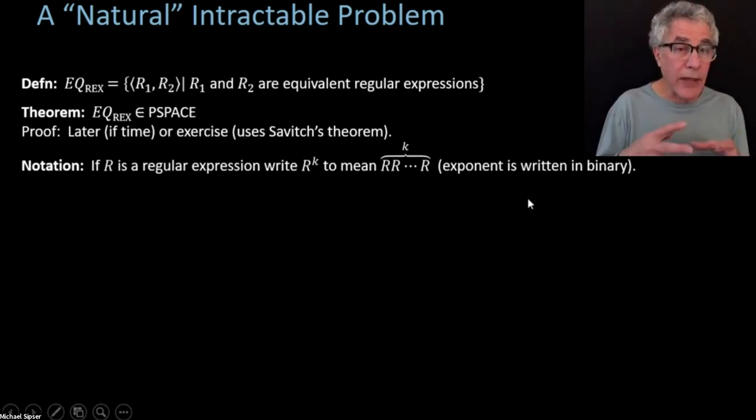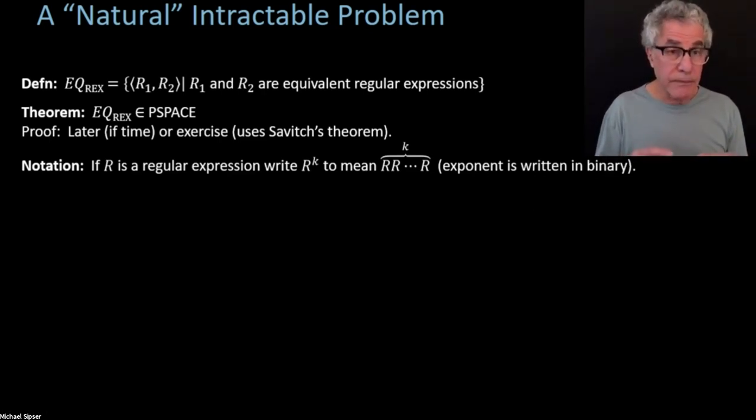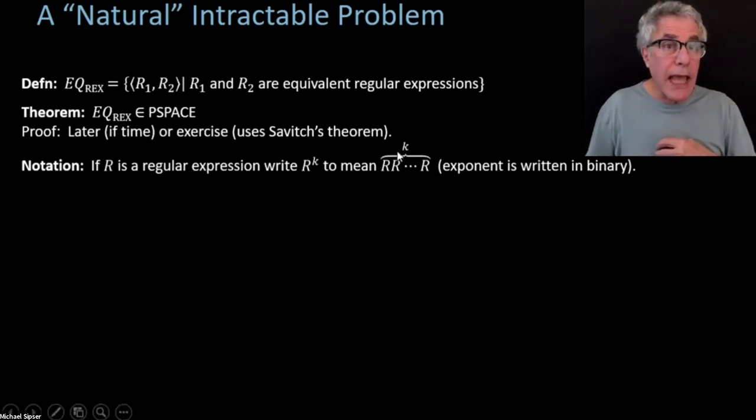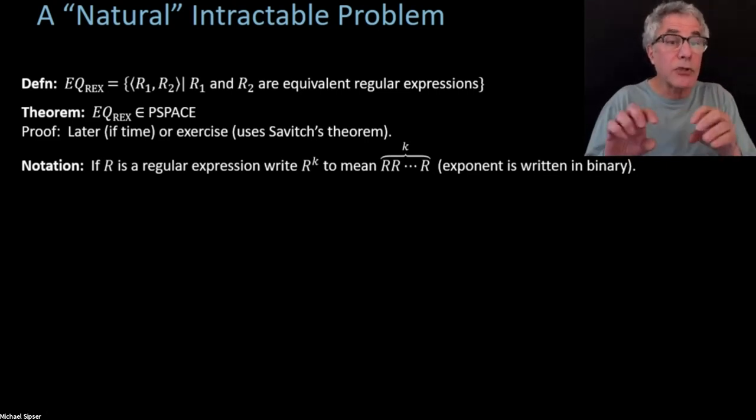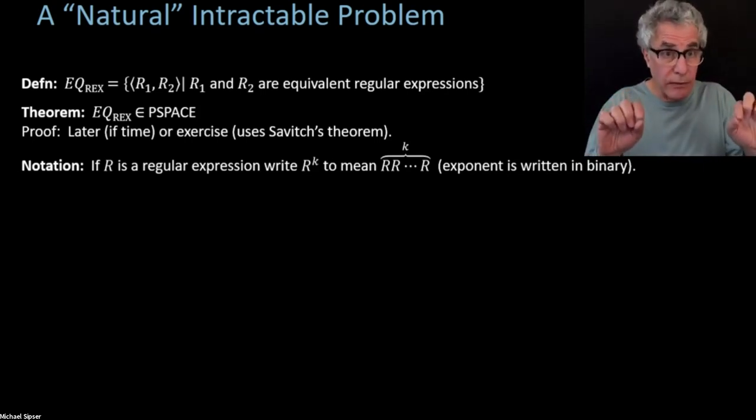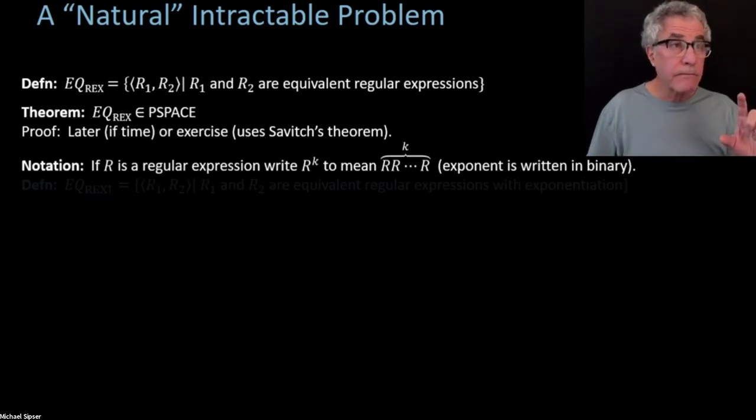So if we're going to formally allow that when we write down regular expressions, in some cases that might allow the regular expression to be much smaller, especially if we're writing down k in binary. Because I can write R to the million with just a few symbols if I have exponentiation. But if I don't have exponentiation, then I have to write R concatenated with R out a million times, and I get a much, much longer, exponentially longer expression if I don't have that exponent as a way of describing regular expressions. And that's going to make a big difference.